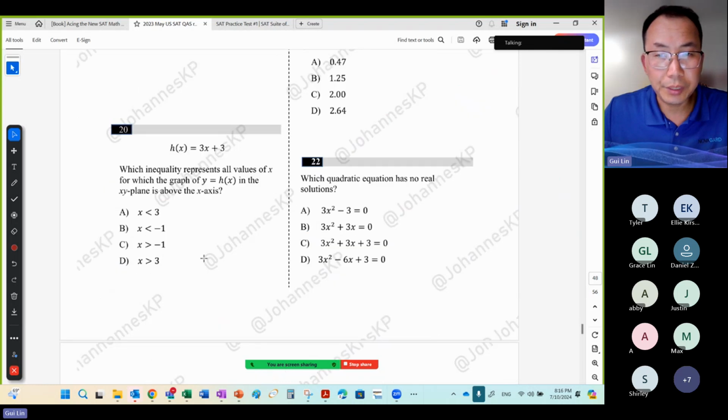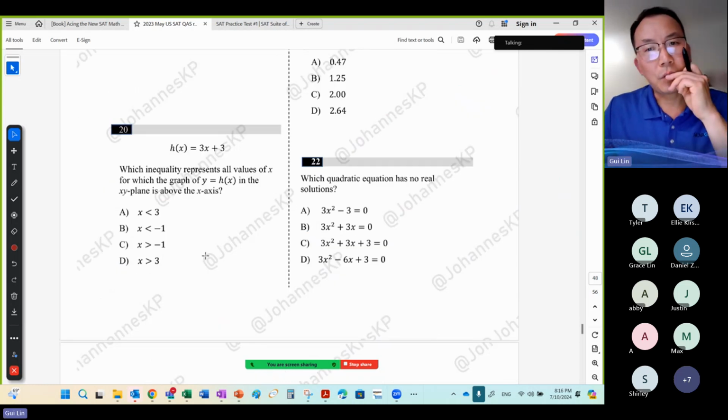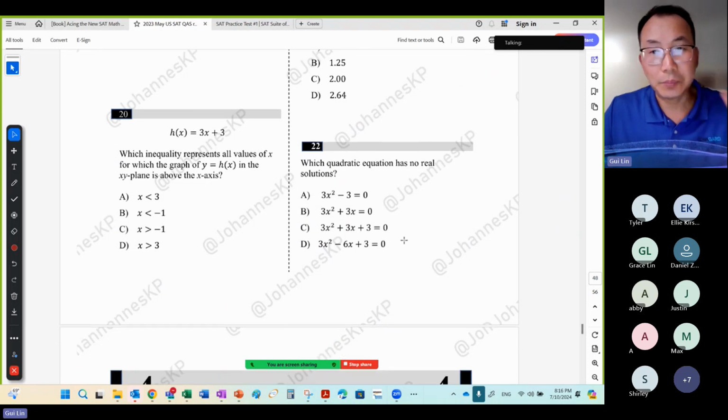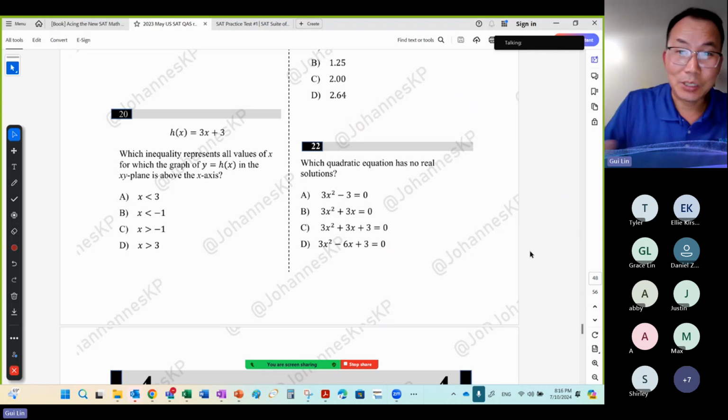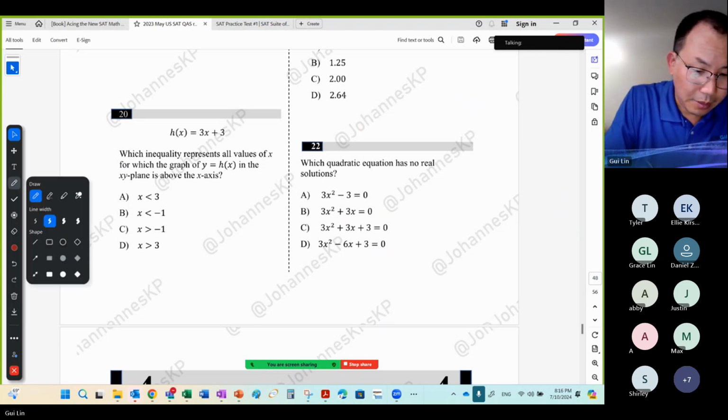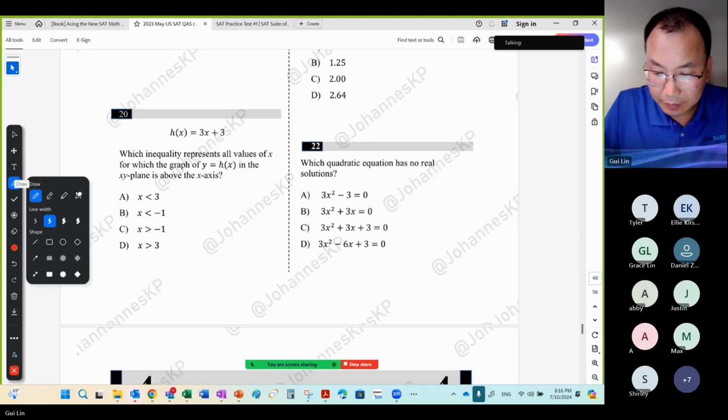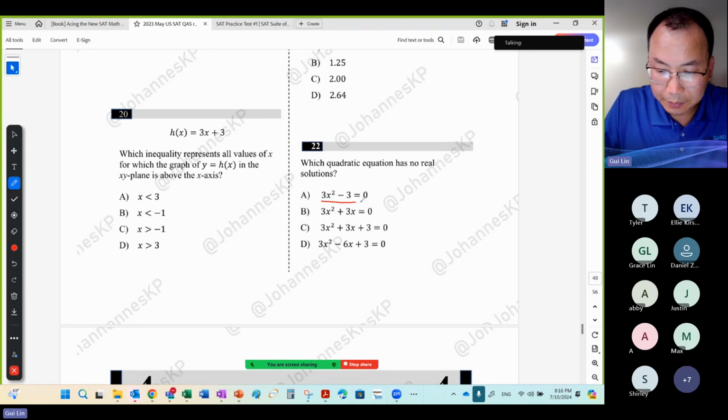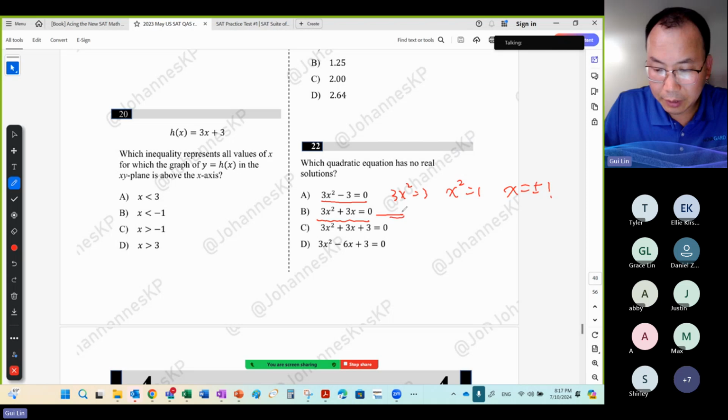Right, let's go down to 22. Which of the quadratic equations has no real solutions? Looks like quadratics, right? So use the discriminant. This first one will be easy: 3x squared equals 3, x squared equals 1, x equals plus or minus 1. The second part we can factor: 3x(x plus 1) equals 0, so x1 equals 0, x2 equals -1.